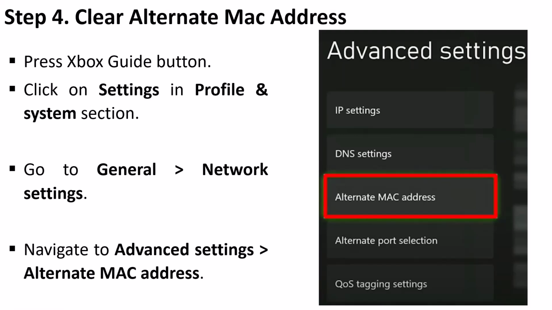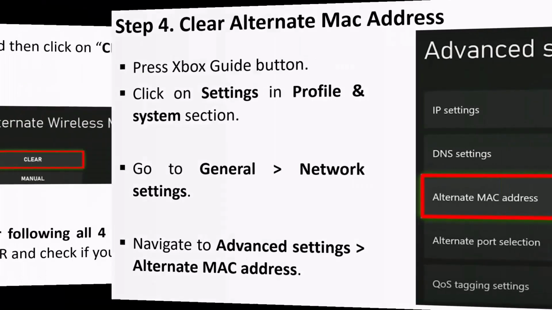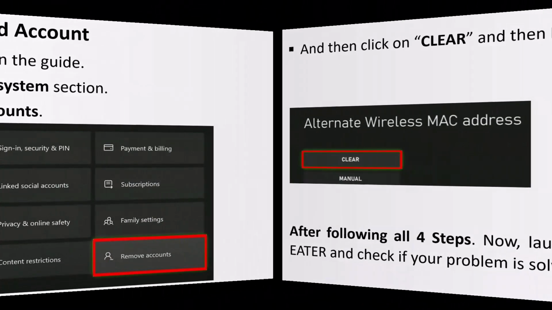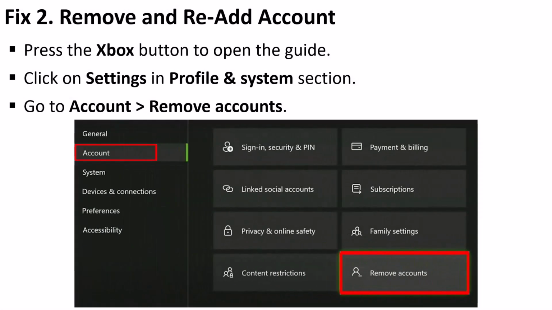Step 4 is to clear alternate MAC address. Now press Xbox guide button, click on settings in profile and system section, go to general, network settings, navigate to advanced settings, alternate MAC address and then click on clear and then restart your console. After following all 4 steps, now you can launch Metal Gear Solid Snake Eater and check if your problem is fixed or not.